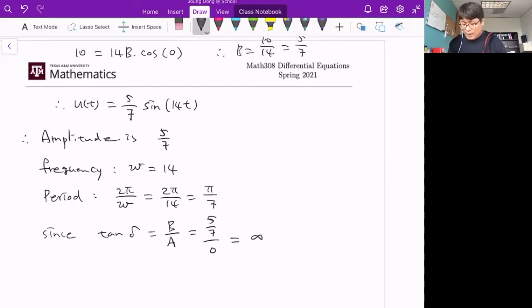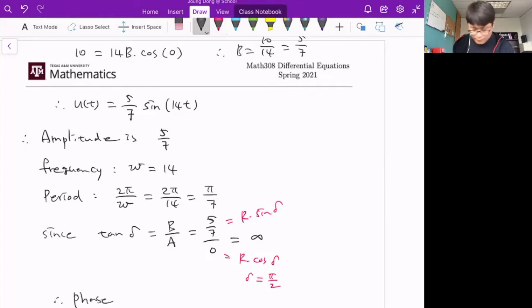But think about it. As I told you, your b was r sine delta, and your a is r cosine delta, right? In this case, your r cosine delta equals 0, which means your delta should be equal to pi over 2. Does it make sense? So we can find delta this way, okay? So I can say the phase delta is pi over 2, okay?